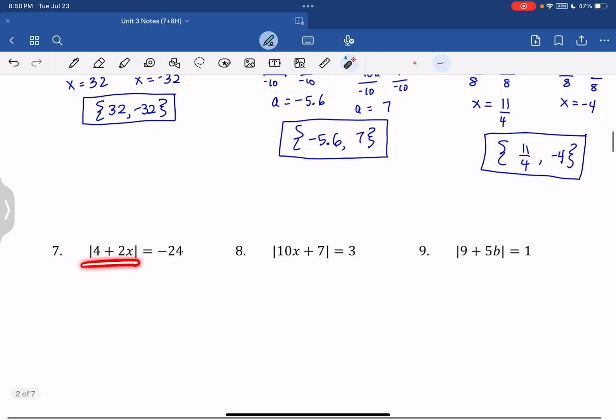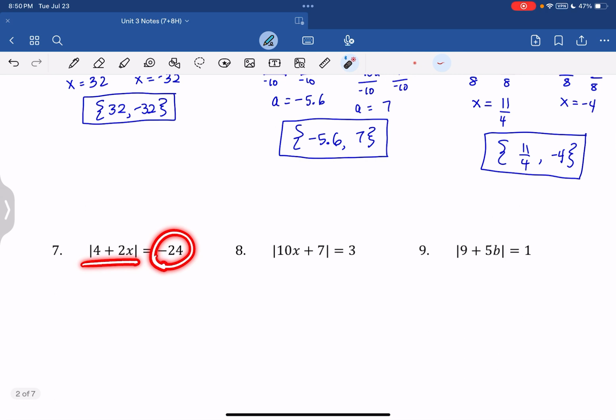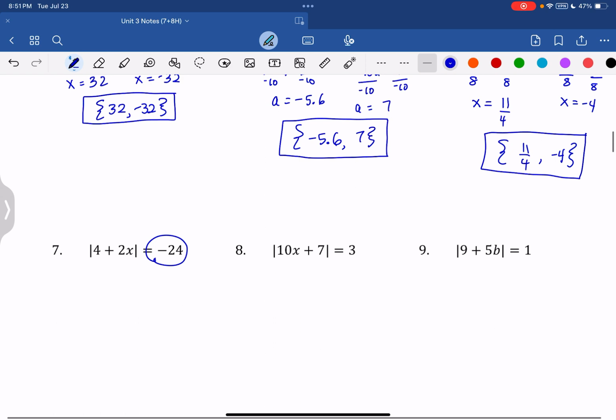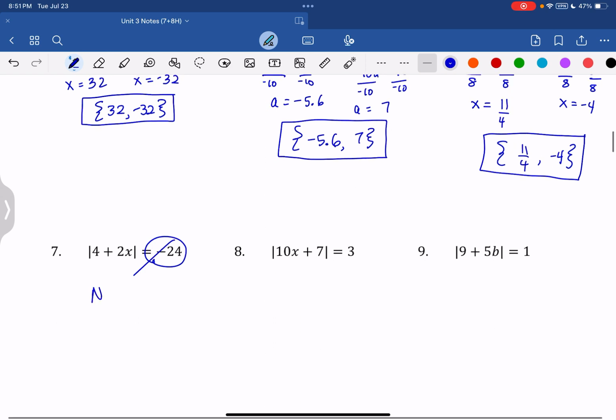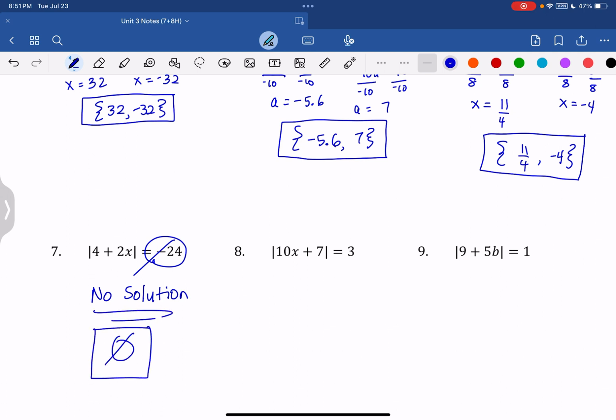Okay, so this one again, double check. Are we isolated? Yes. Are we equal to a positive? No, we are not. So right now, we are not equal to a negative. This is no solution. You do not have to go any further. That's it. Always love when that happens because it saves a little bit of work.